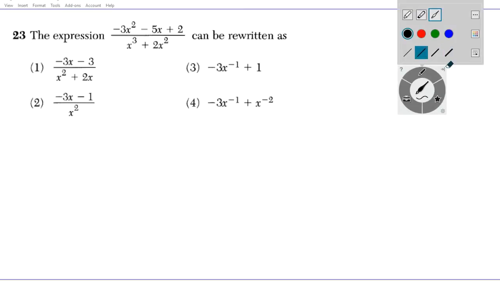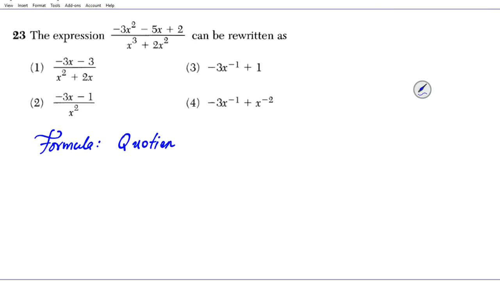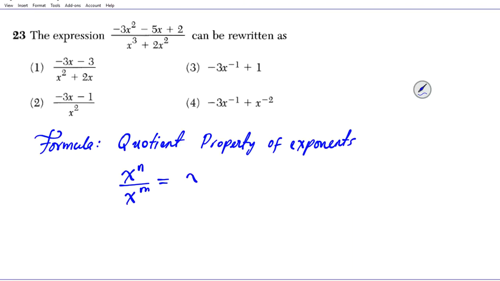the simplified form. Okay, so before we get started, let's go over one of the formulas that we're going to be using in the simplification process, and that is basically the quotient property of exponents. Quotient property of exponents. And that is given by x to the n. If you have x to the n divided by x to the m, basically you're dividing exponents with identical bases. What you do is you subtract the powers.